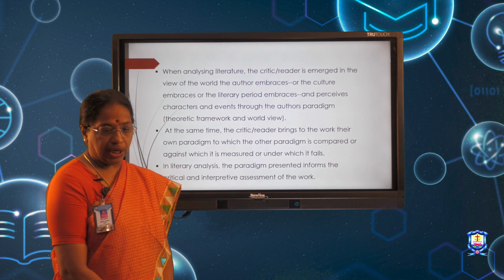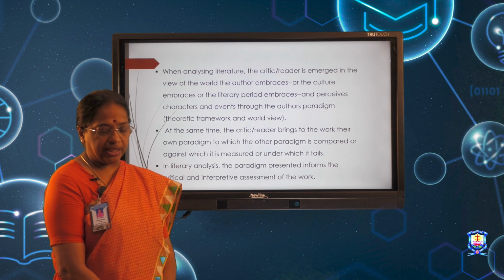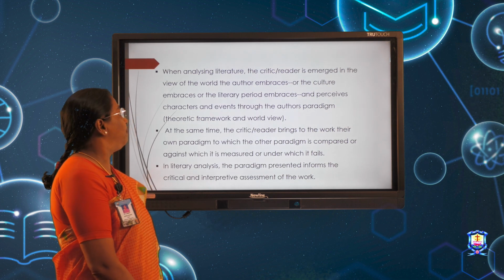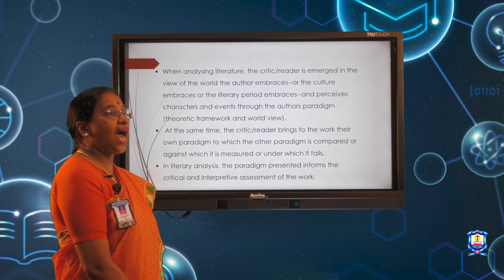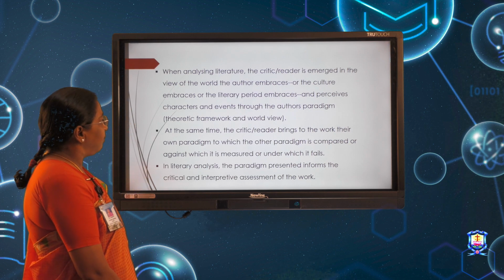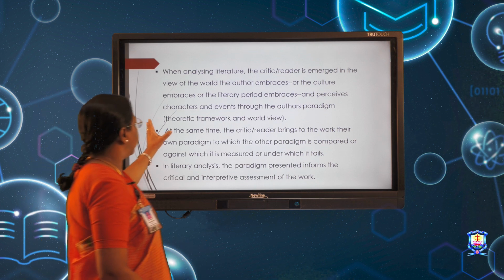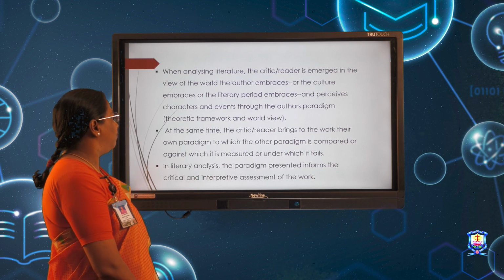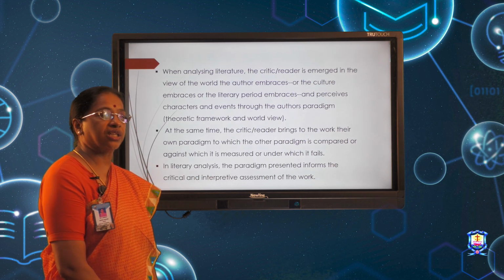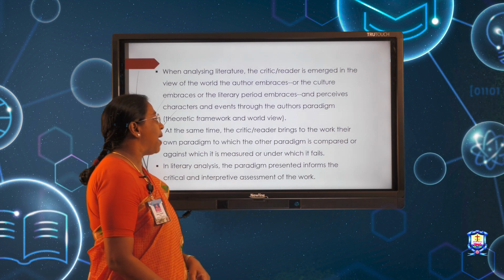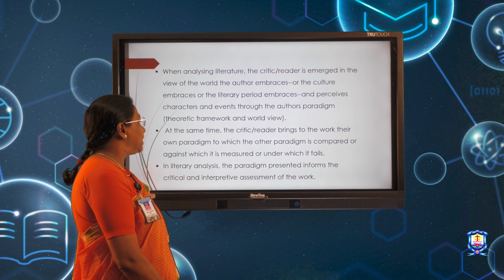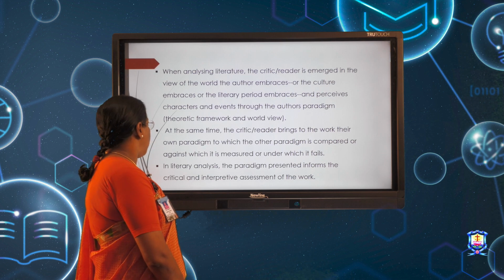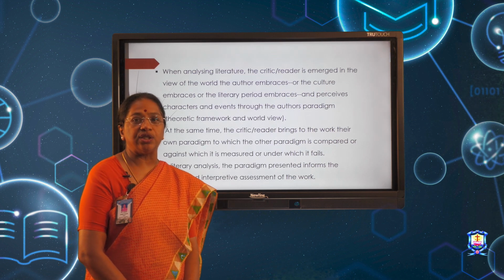When analyzing literature, the critic or the reader is immersed in the view of the world that the author embraces, or the culture embraces, or the literary period embraces, and perceives characters and events through the author's paradigm. Theoretic framework and worldview is nothing but the literary paradigm. At the same time, the critic or the reader brings to the work their own paradigm, or their own structure or technique, to which the other paradigm is compared, against which it is measured, or under which it fails. In literary analysis, the paradigm informs the critical and interpretative assessment of the work.